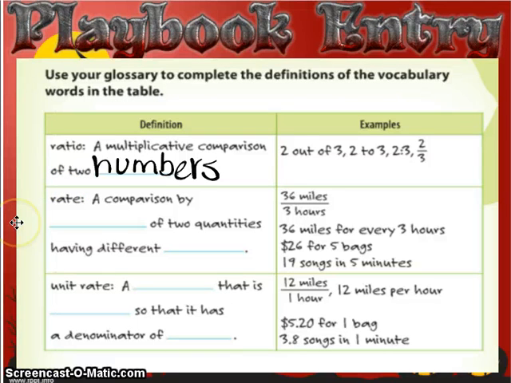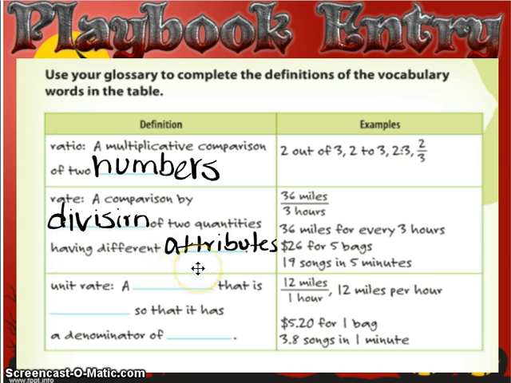A rate is a comparison by division of two quantities having different attributes. Now, attributes just basically means characteristics. So you are taking two different things and comparing them. For example, you're taking 36 miles in 3 hours. Rates deal in measurement and time. So it's not just time that you're going to have rates. You're also going to have rates in measurements, which you will see later on this week, if not next week.